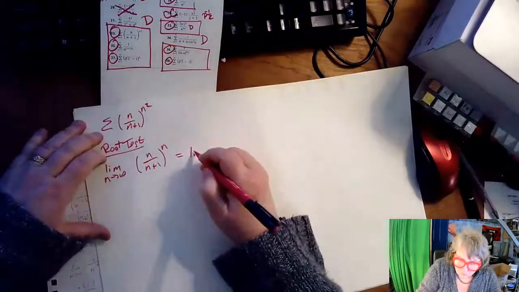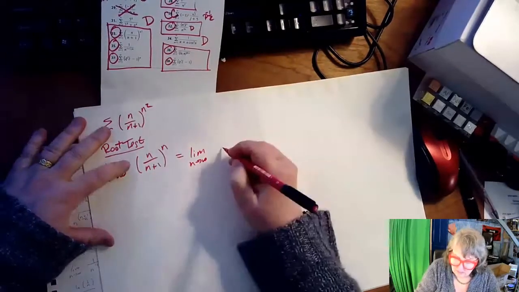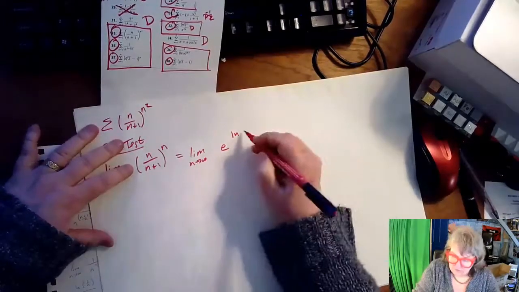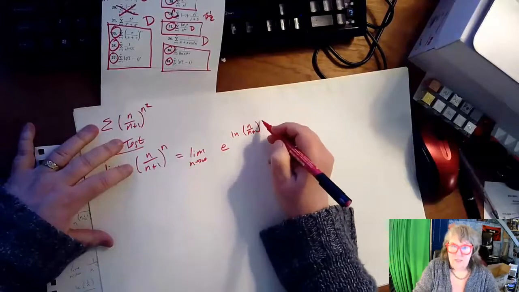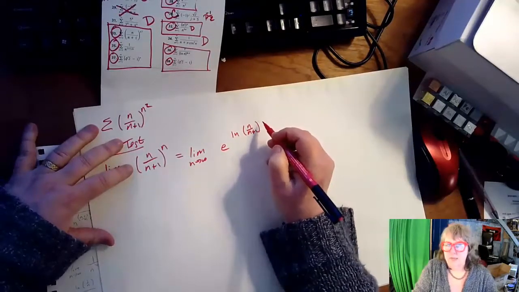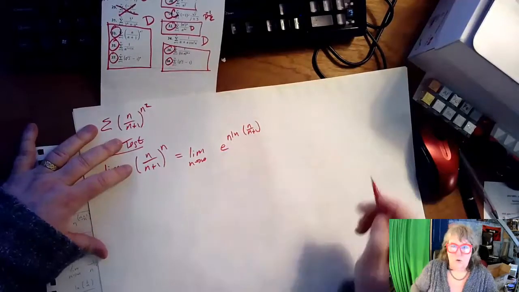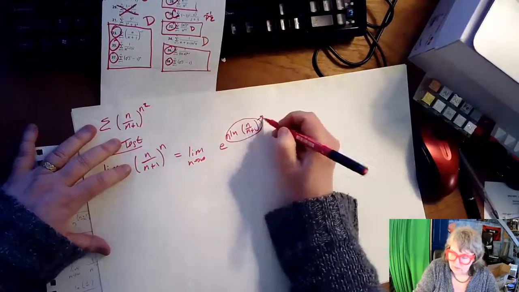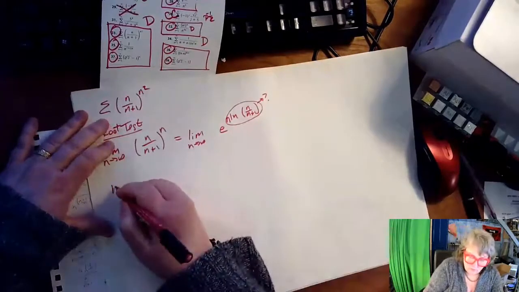So as n goes to infinity, this becomes e to the natural log of all of that. So I've got the natural log of n over n plus 1 raised to the n. But remember, raising it to the n means I can bring it out front as a coefficient. So now what I need to do is figure out what happens to that exponent. So I'm going off on the side, sort of.